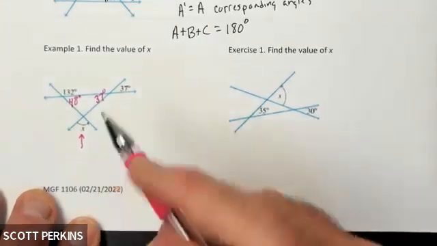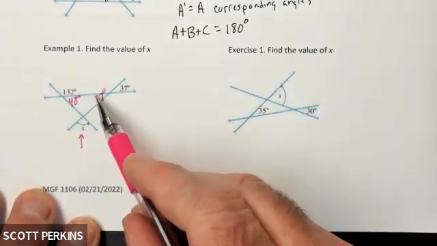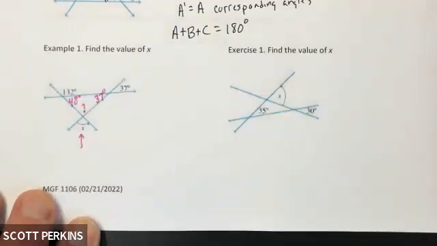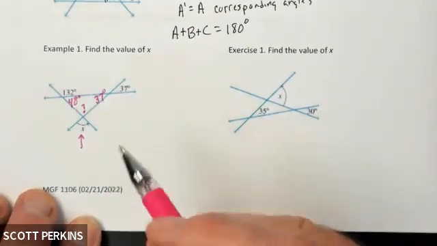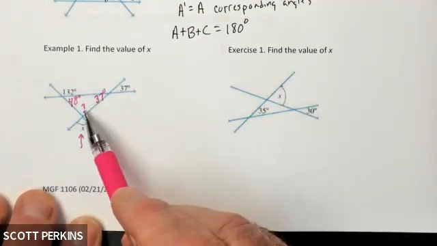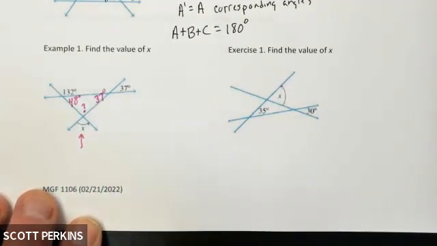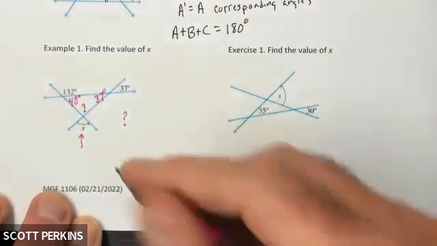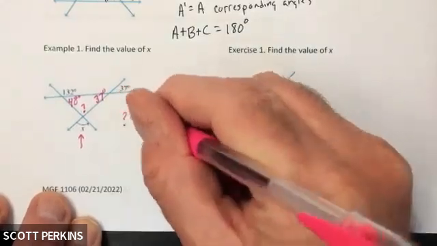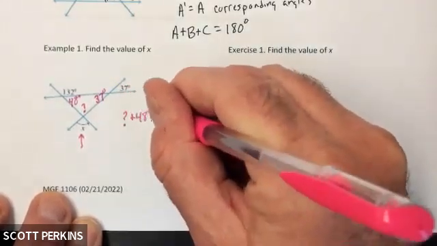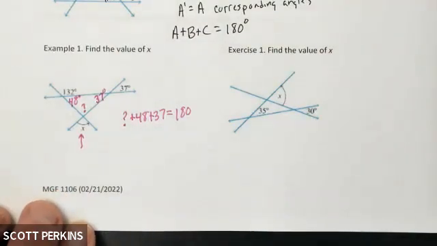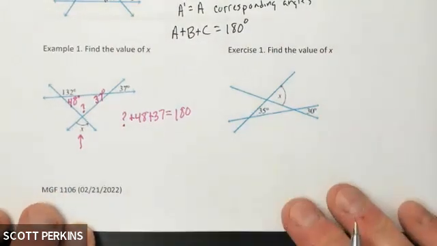And now we can use the property of triangles. We know 2 of the angles in the triangle, so we can figure out this third angle. I'm just going to put a little question mark right there to figure that out, because now the sum of the angles of any triangle is 180 degrees. So what that means is the question mark that I don't know, plus the 48 degrees, plus the 37 degrees has to equal 180.